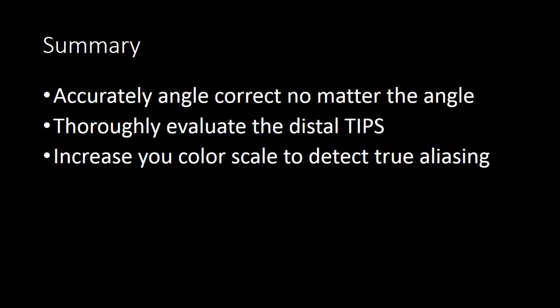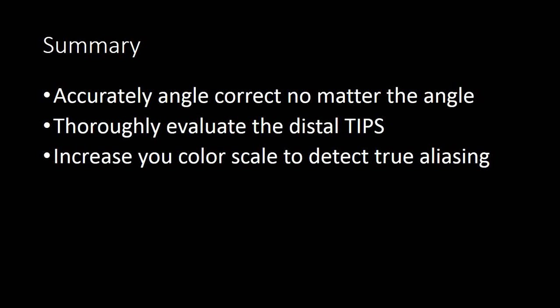A final point, certainly not as important as the other 2 points, is remember to adjust your color scale throughout the exam. Okay, I know it's a little bit of an extra step, it's a pain, but if we really want to be detecting aliasing, we are going to have to crank up that scale to get it within a proper range of the actual flow going through the vessel. Now, if you have it cranked up and you're not detecting flow, certainly bring it down. But that color scale in the appropriate range is more important than you might think.